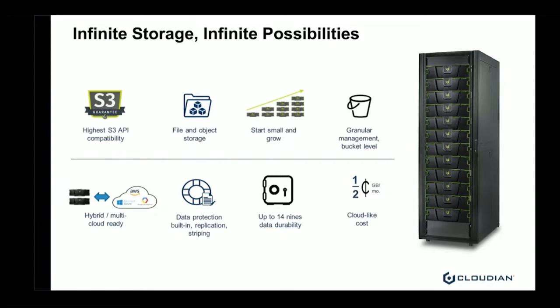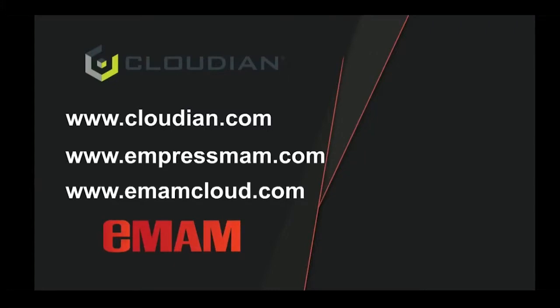And that's kind of our value proposition. We have a great deal of S3 API compatibility, really the highest for any on-prem object storage solution. You can start small and grow very large. The cost is very inexpensive, and by configuring your cluster in different ways, you're able to get up to 14 nines of data durability, really guaranteeing that that media archive you're creating on-prem will stay there, will stay online, and the data will stay intact for just pretty much forever. And that's Cloudian with eMAM.